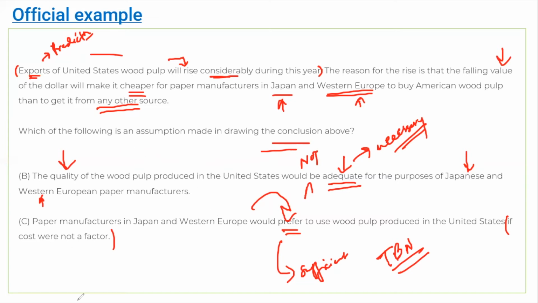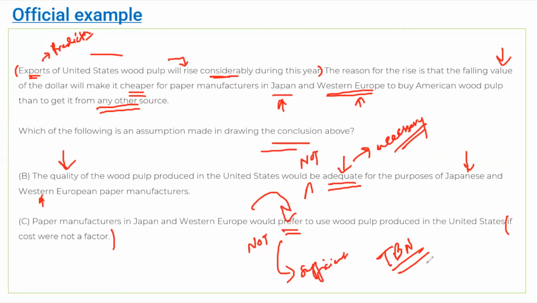Now, let's come to option C. Paper manufacturers would not prefer, but we already discussed, even if they do not prefer, they may still buy it given the fact that the minimum requirements are met and the price is low. So not having the preference is not a guarantee that they will not buy the product from US. Therefore, the conclusion can still be valid even after negation of option C.